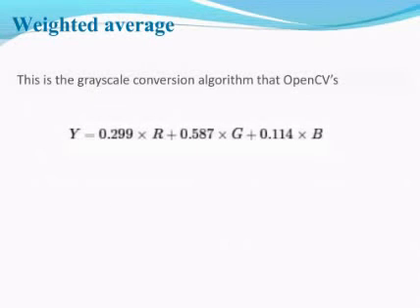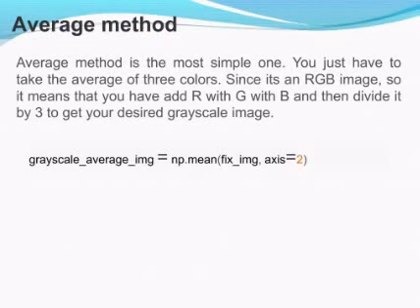The weighted average. This is the grayscale conversion algorithm that OpenCV uses. Y is equal to 0.299 into R plus 0.587 into G plus 0.114 into B. The average method is the most simple one. You just have to take the average of the three colors. Since it is an RGB image, you add R with G with B and then divide by 3 to get your desired grayscale image.